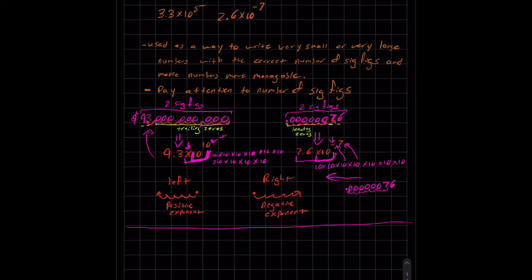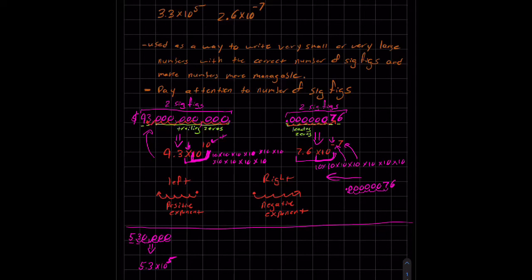So let's take a look at a few numbers here. If we had the number 530,000, what would this number be in scientific notation? The correct answer is going to be 5.3 times 10 to the 5th, because we're going to go 1, 2, 3, 4, 5. We moved it 5 places, so we have an exponent of 5, and there's only 2 sig figs. So we've got to make sure we have 2 sig figs when we write it in scientific notation.